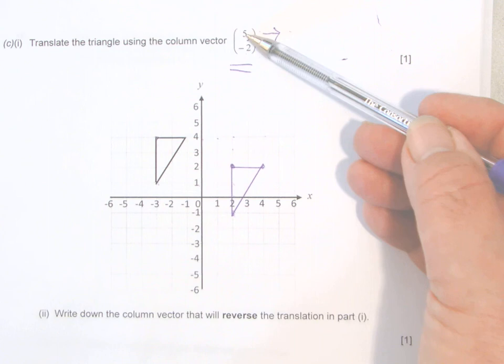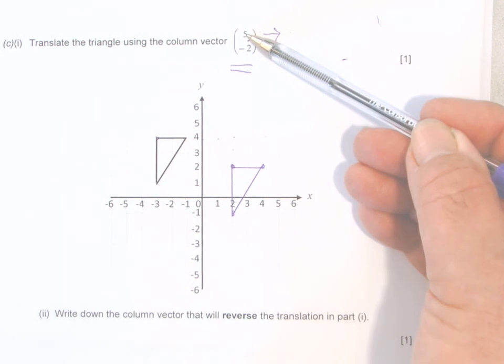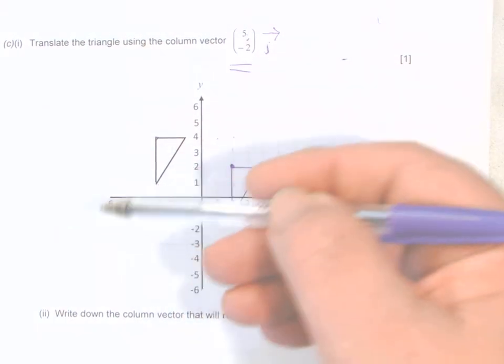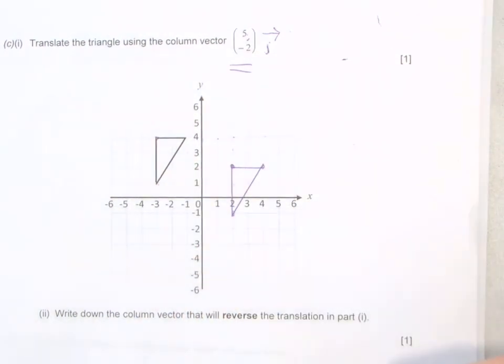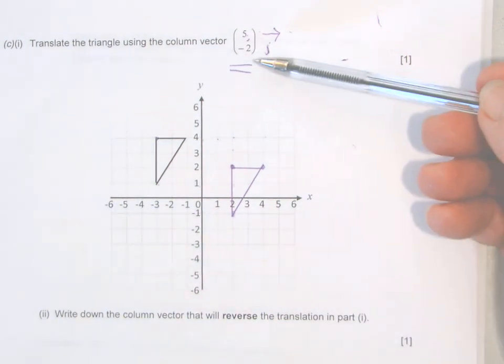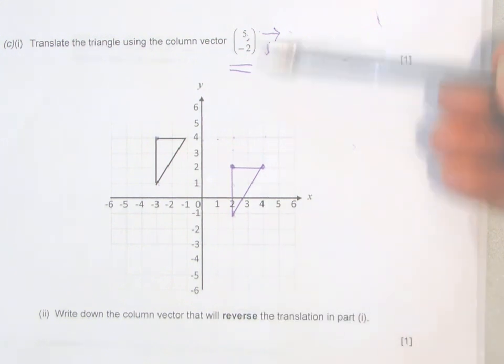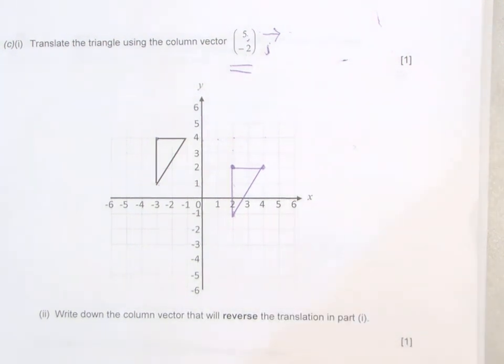Okay, well if I want 5 to the right, the opposite of 5 to the right is 5 to the left. And when I move to the left, that has a minus sign on it. So the top number would be minus 5. The bottom number was minus 2, telling me to go 2 down. Now I've got to go 2 up, so it's a positive 2 underneath it. Okay, that's how I take it back to start.